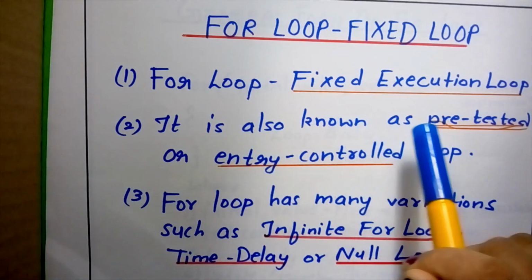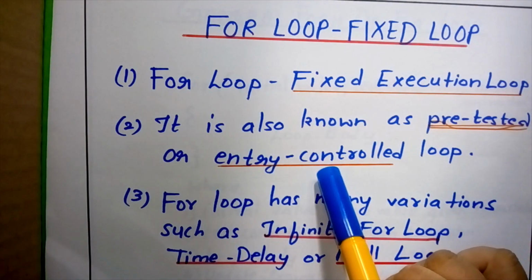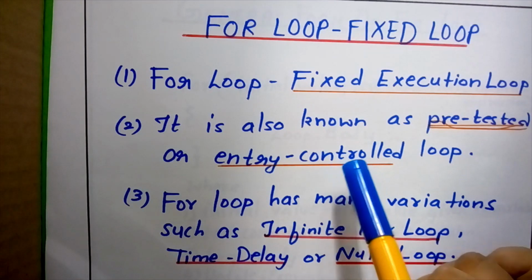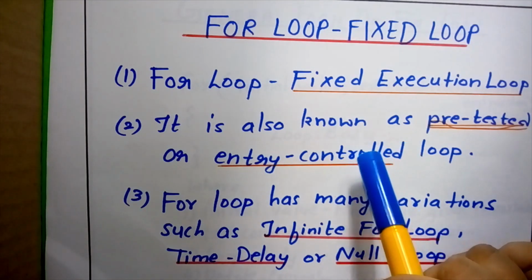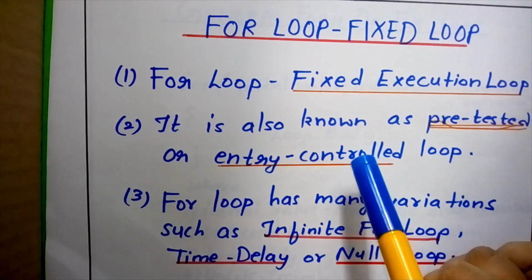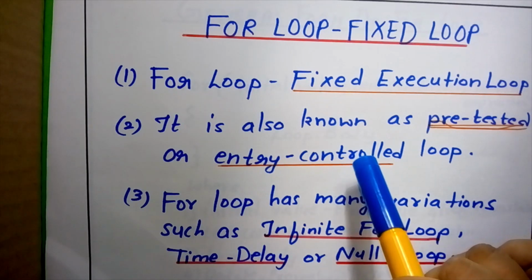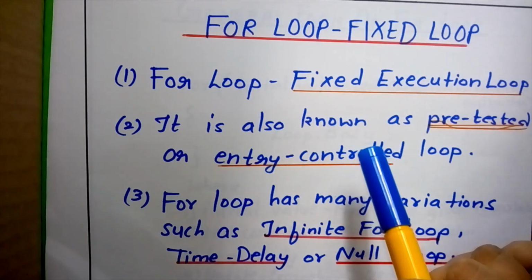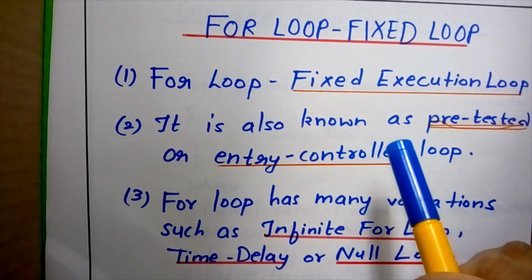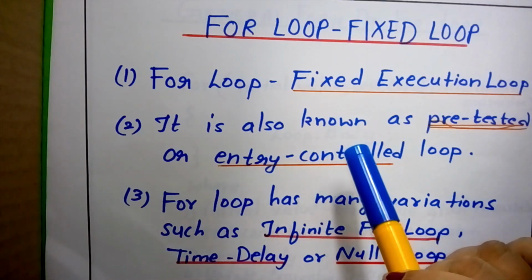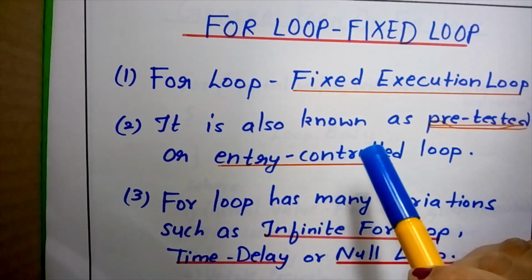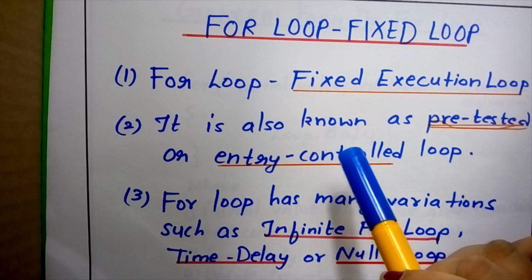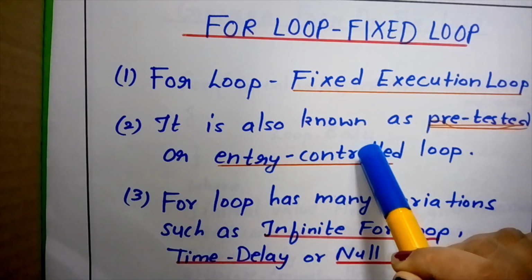It is also known as pre-tested loop or entry control loop. Why? Because the condition of the loop is tested at the beginning of the execution of the loop. What I mean by that is, when the loop begins, the test condition is checked. If it is true, the loop body is executed. Otherwise, it is not executed.